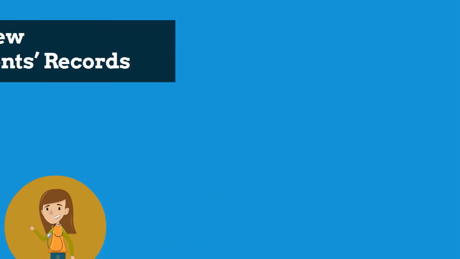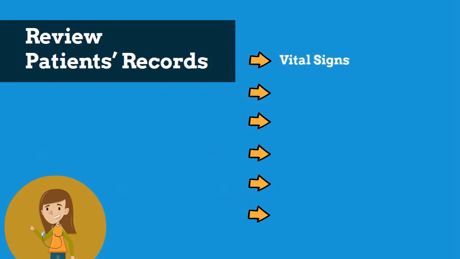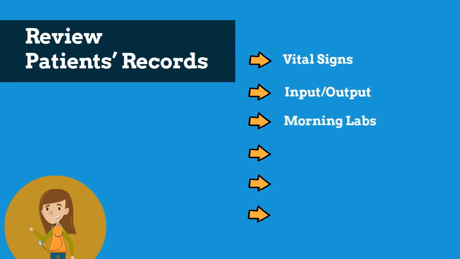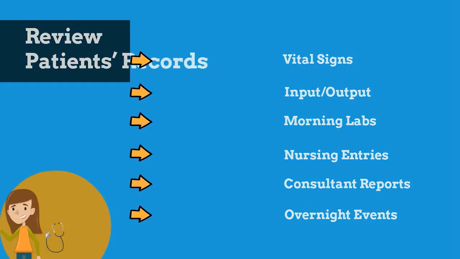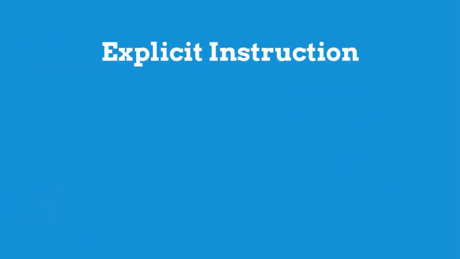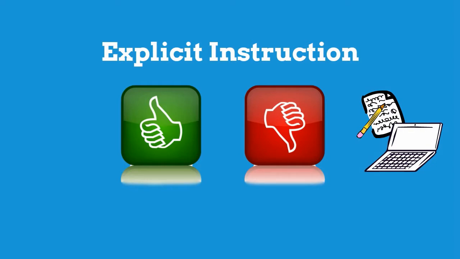Medical students can be taught to review patient records prior to the start of clinic or before rounds, including a review of vital signs, inputs and outputs, morning lab results, nursing entries, consultant reports, and any overnight events. Finally, explicit instruction on what the student can and cannot do in terms of writing notes or orders should be spelled out at the beginning of the rotation.